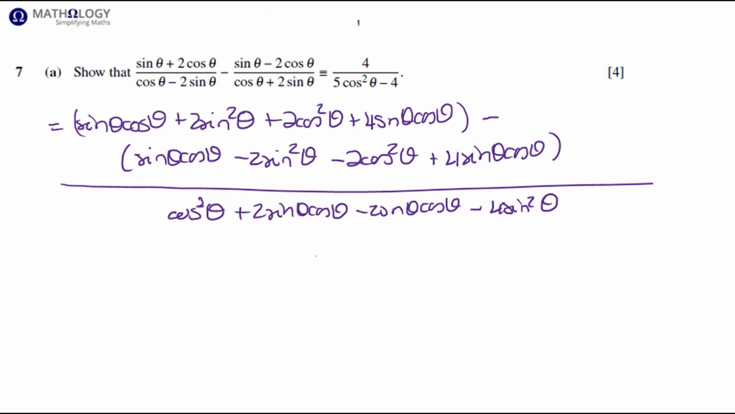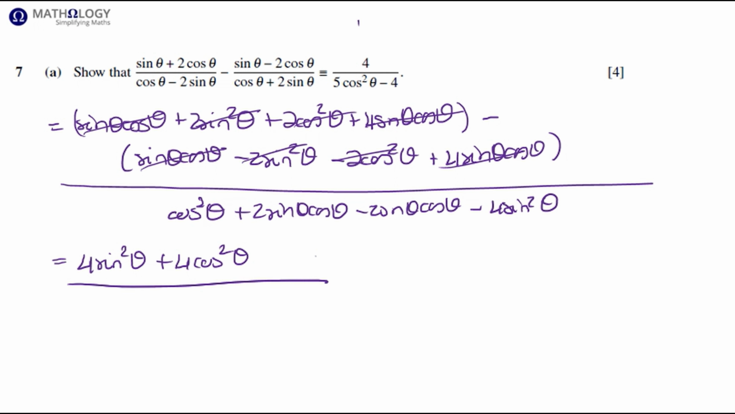Okay, now we need to clean this up. So we have sine theta cos theta minus sine theta cos theta, so that will be 0. Then we have 2 sine squared theta plus 2 sine squared theta, which is 4 sine squared theta. 2 cos squared theta plus 2 cos squared theta, so that's going to be plus 4 cos squared theta. 4 sine theta cos theta minus 4 sine theta cos theta is 0. So the numerator reduces to 4 sine squared theta plus 4 cos squared theta.